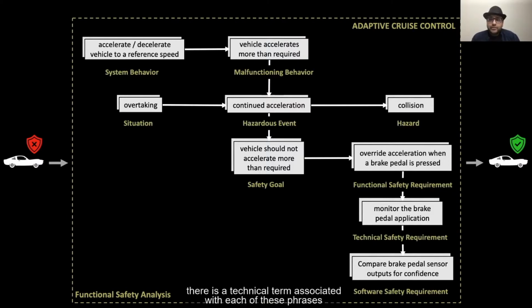There is a technical term associated with each of these phrases. For example, continued acceleration is a hazardous event that can lead to a collision, which is a hazard. Functional safety domain experts determine, implement, and verify these data phrases and their interconnections. This is what a functional safety dataset looks like.